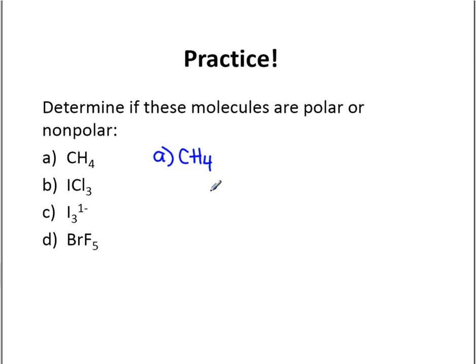And then when you're ready to check, we'll start walking through the examples together. But this is another opportunity where you can practice a bit more of your VSEPR names and diagrams. So pause. When you're ready, we'll walk through these examples together.